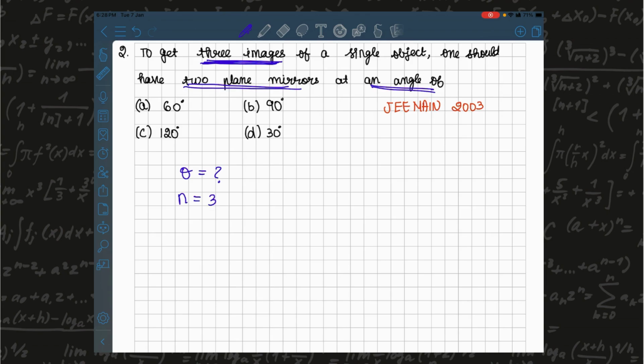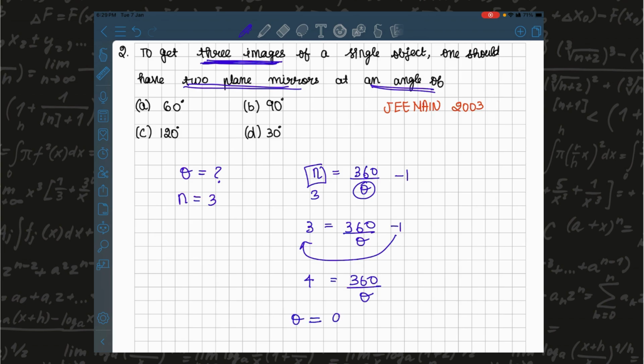So what is the formula? The formula is n is equal to 360 divided by theta minus 1. So n is given to be 3, and theta is what we have to find out. So 3 is equal to 360 divided by theta minus 1. Taking the minus 1 across, plus 1, 4 is equal to 360 divided by theta. So theta is equal to 90 degrees. So the option is option B, 90 degrees. Moving on to the next question.